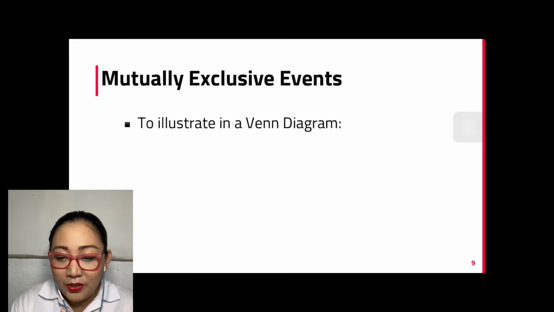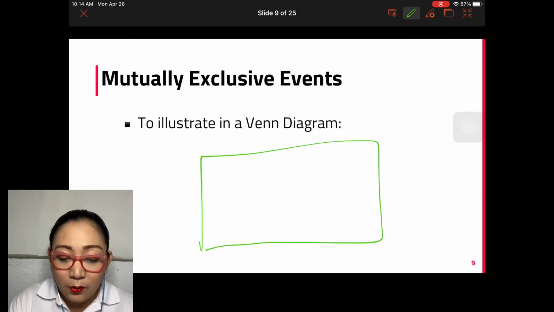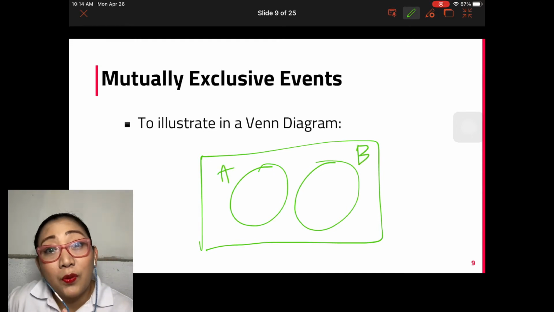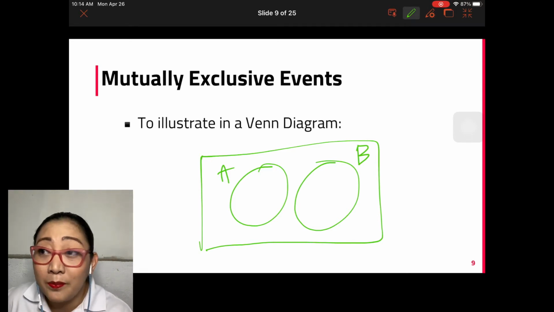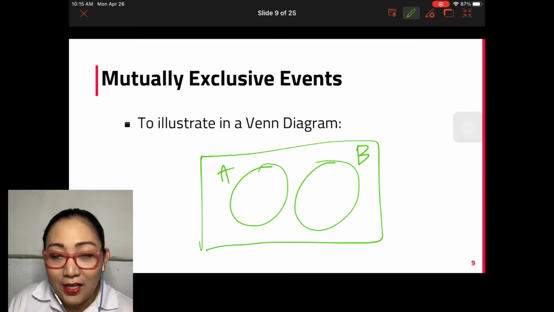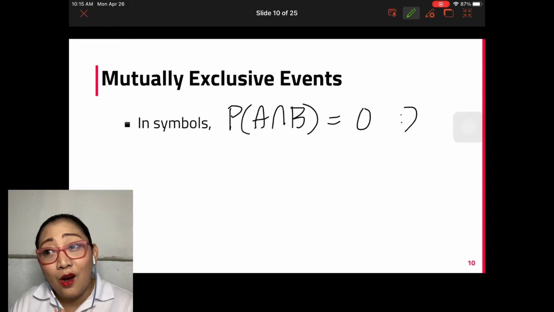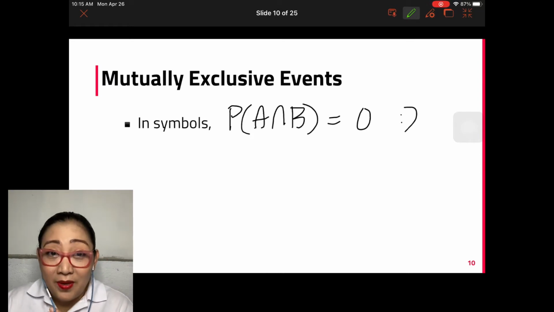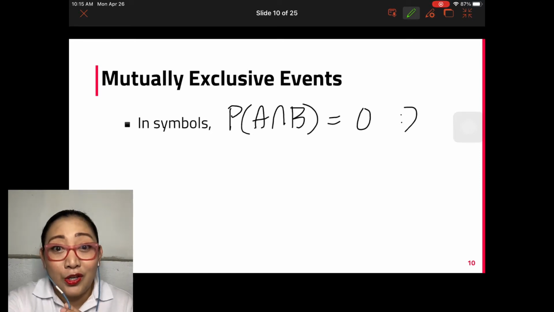Okay? So, to illustrate in a Venn diagram, I'm going to draw ang isang mahiwagang Venn diagram. Ang mutually exclusive events po ay yung magkahiwalay na circle. Okay? So, this is event A, event B. So, in short, wala po silang shared elements. They don't have anything in common. Okay? That's why we say that they are impossible to occur at the same time. It is impossible for them to occur at the same time. There. Sorry, English. Okay, so in symbols, ito pong ibig niyang sabihin, the probability of getting an event wherein A and B is happening is zero. So again, virtually impossible to happen or to occur silang dalawa. Okay?